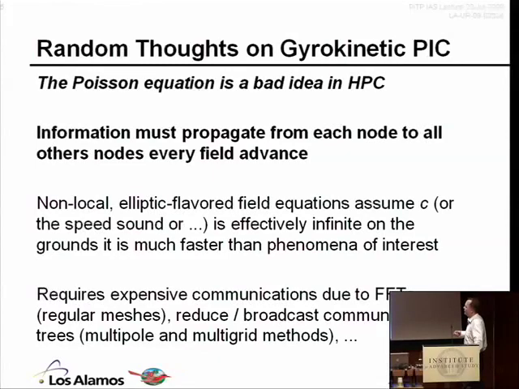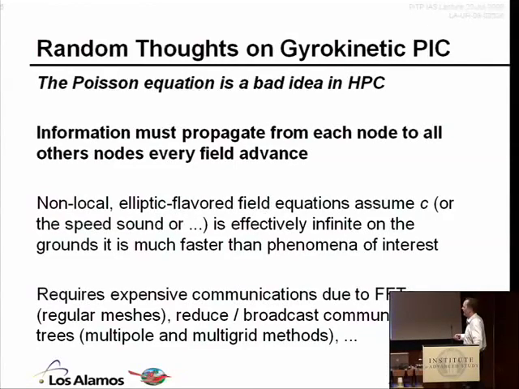As a result, if you're doing any kind of code with the non-local elliptic field equations that assume the speed of light, or the speed of sound, or whatever is appropriate for your physics, is effectively infinite in order to generate a Poisson's equation, you'll end up with an elliptic system. But this means that you have to do very expensive communications within your code.